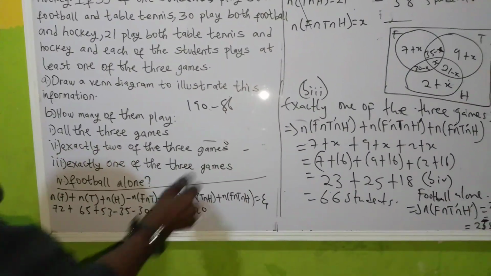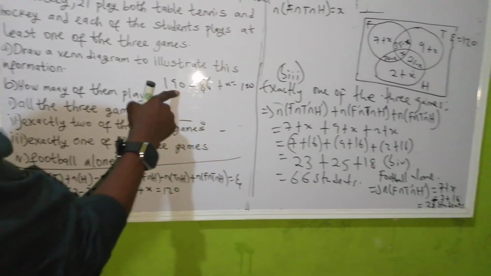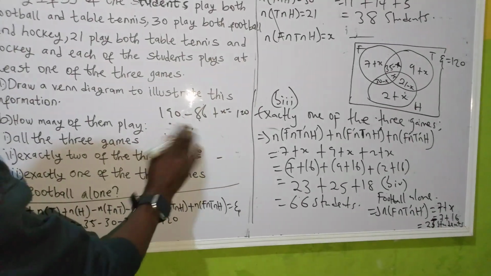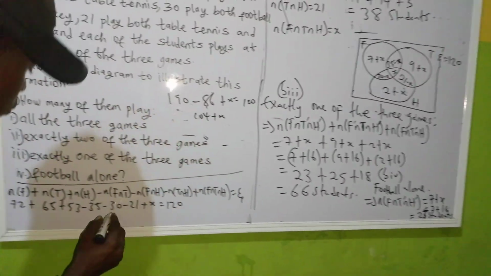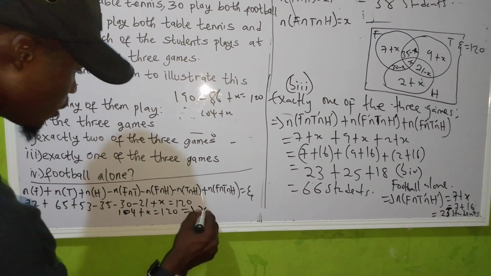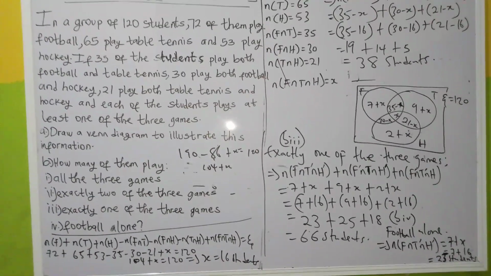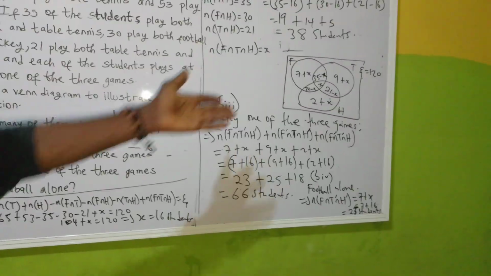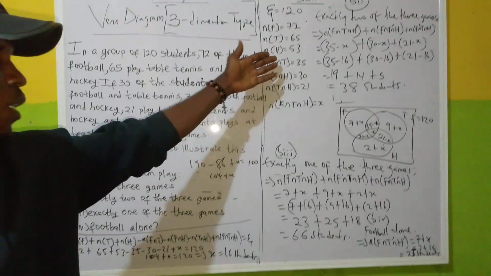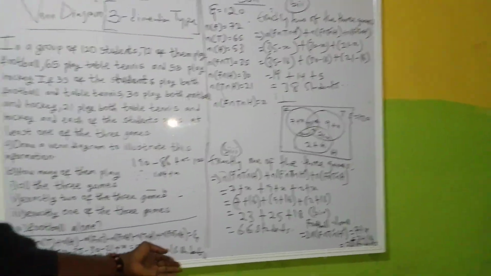Minus 86 plus x equals 120. So if you remove this, 190 minus 86 leaves us with 104. So 104 plus x equals 120, which implies that x equals 16 students. So we solved for the value of x without using the Venn diagram. This is the short method. Just add up what you have. Anywhere two are joined, you carry minus, any other thing is plus, then equate it to this. Then do your substitution and you get the result.